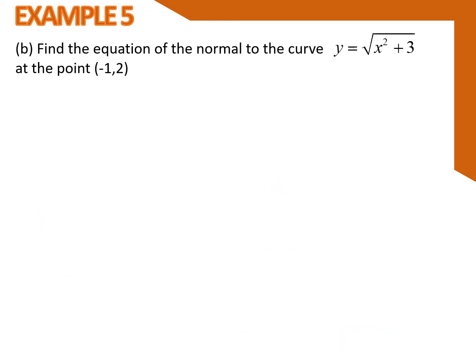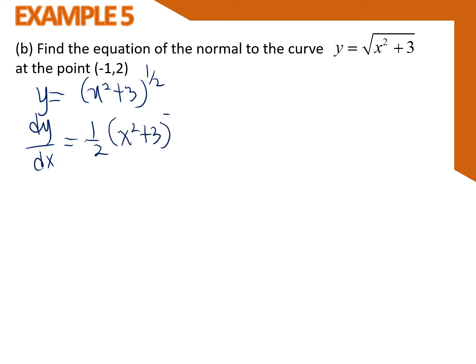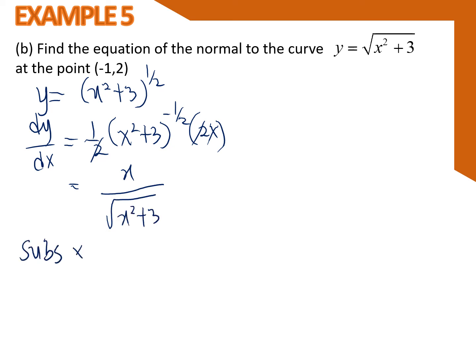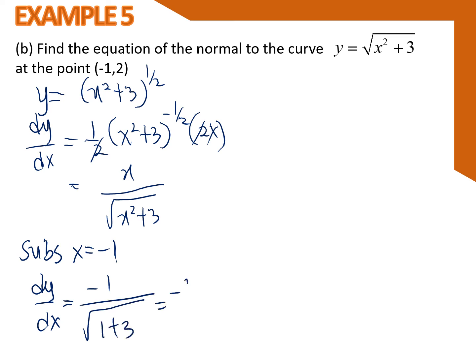Example 5b, find the equation of the normal to the curve y equals the square root of 6x squared plus 3 at point (-1, 2). So we try to simplify y first, which is (x squared plus 3) to the power 1/2. So dy/dx must use the power rule. So 1/2 (x squared plus 3) to the power -1/2 multiplied by 2x. So we cancel this out. So x over the square root of x squared plus 3. So we substitute x equals -1. Our slope, which is dy/dx, is -1 over the square root of 1 plus 3, which is -1/2.